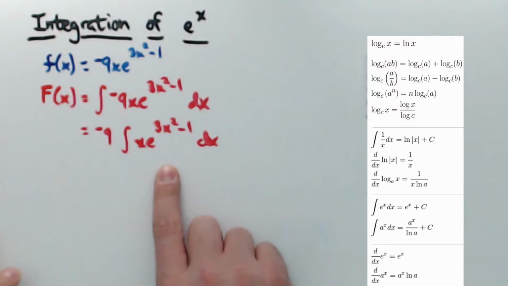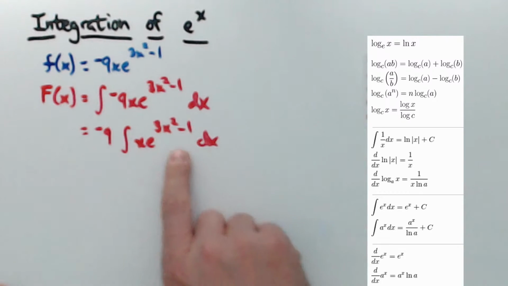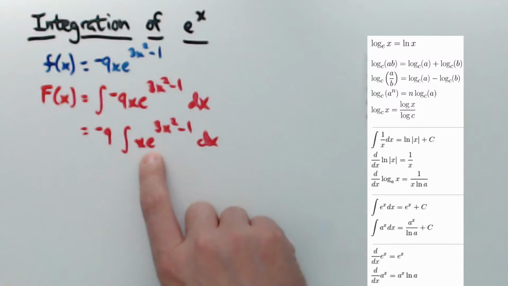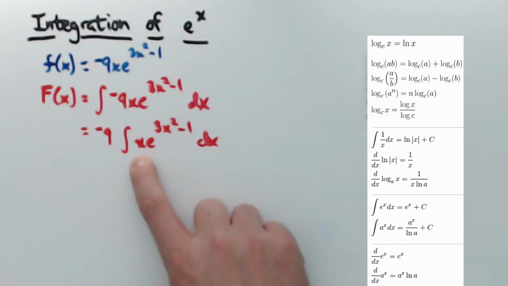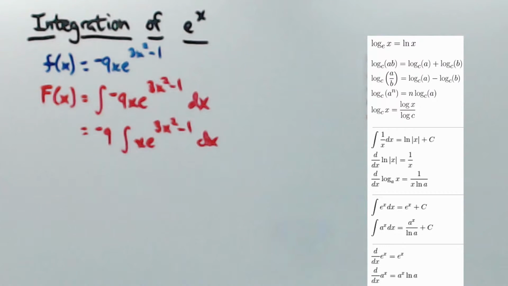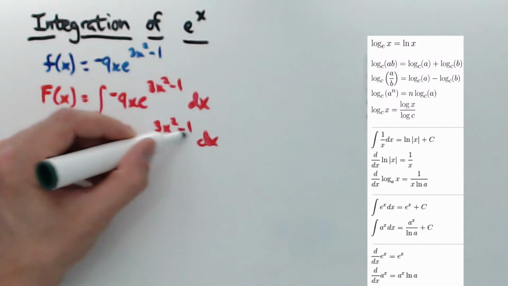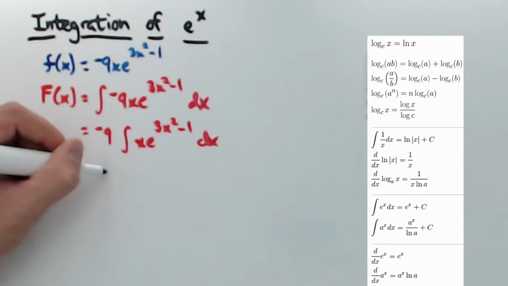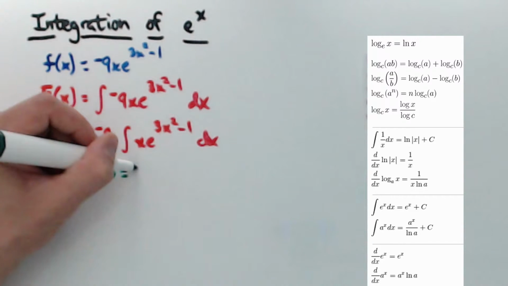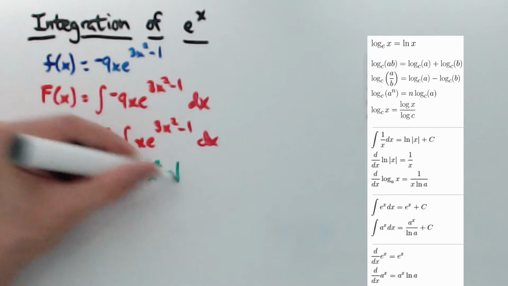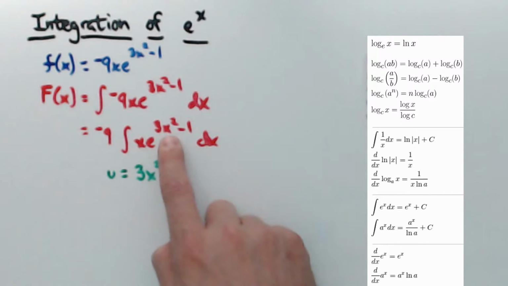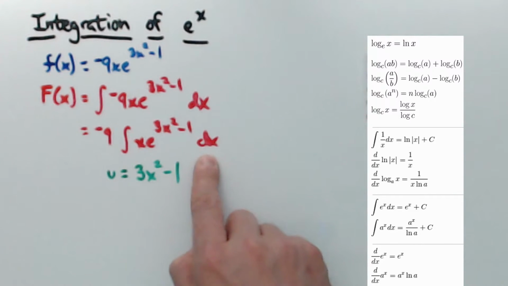The first thing I need to realize is that I have this function within another outside layer function, times this x right here. Since we're doing integration, we're probably going to want to do u substitution. So I'm going to set my u to this inside function right here, this 3x squared minus 1. So my u is going to be equal to 3x squared minus 1. That power is substituted for. Now I need to substitute for this dx here.